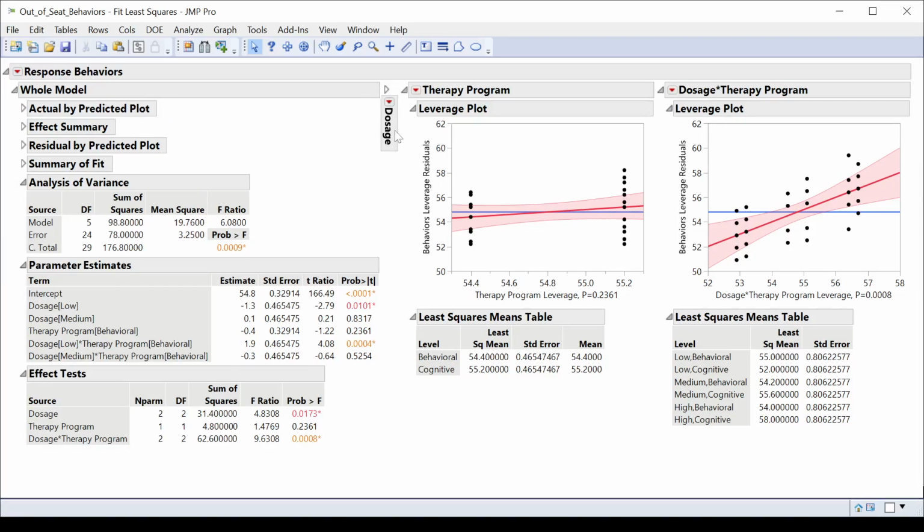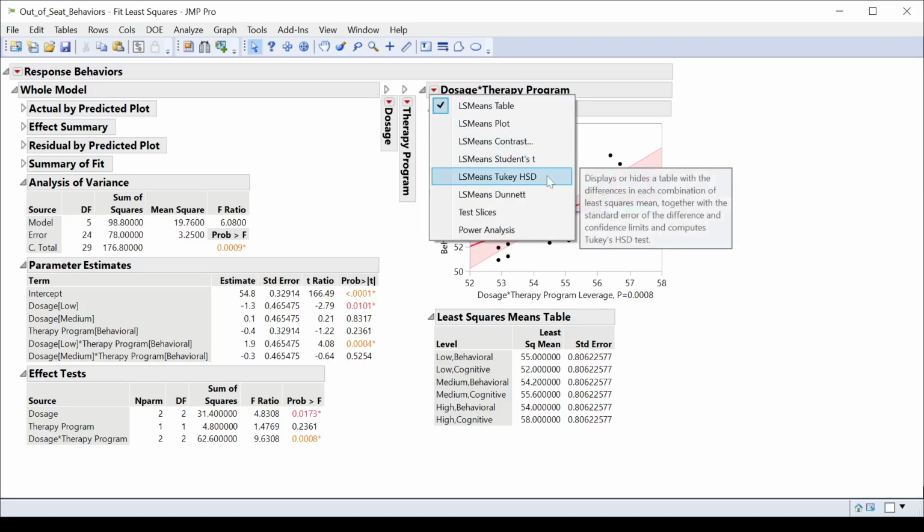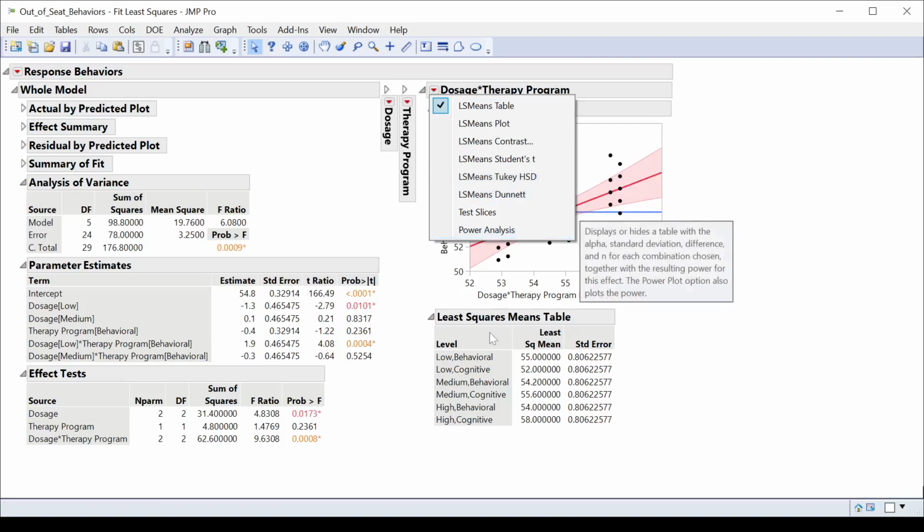So I'm going to hide dosage. I do not want to make comparisons in the therapy programs in isolation of the dosage levels because there's interaction present. So I'm going to hide therapy program. The ones that I should be looking at here are the combinations of these dosage level therapy programs. And here are my averages across these 6 different combinations. I'm going to select Tukey HSD from this dropdown. And again, that's going to do the comparisons using Tukey's on a significant difference for these 6 different combinations.